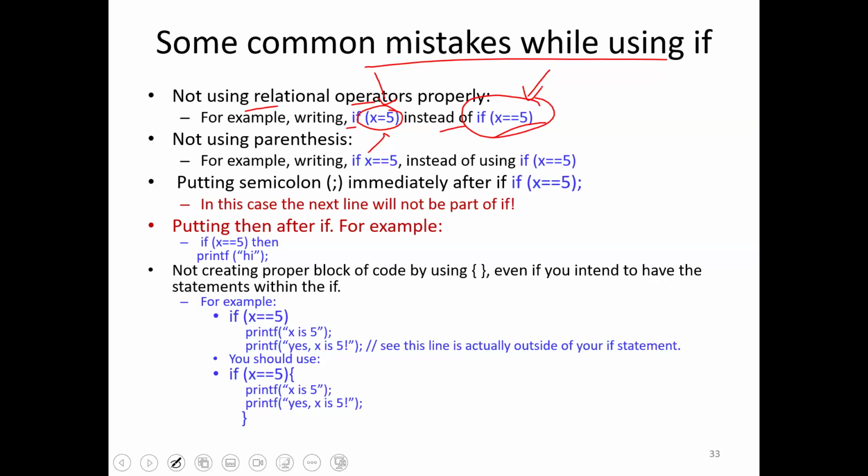Okay. Sometimes, another pretty common mistake, you do not put parentheses. If you do not put parentheses, this is not right, you have to put parentheses. Another pretty common problem is if you write this and you put a semicolon here, do not put a semicolon here. That doesn't make sense. If you put a semicolon here, what is the problem? It will make the following lines independent because you actually ended the if right away.